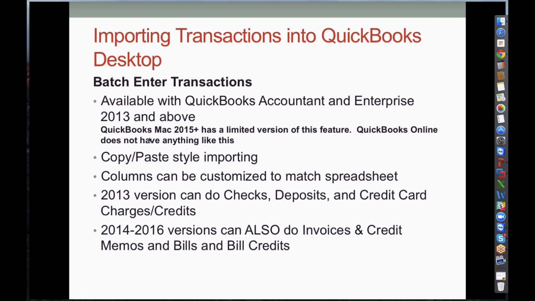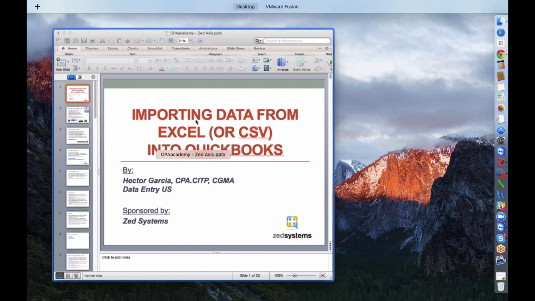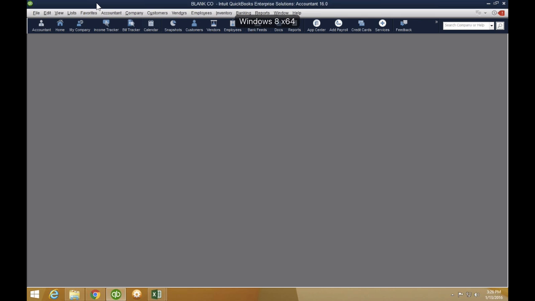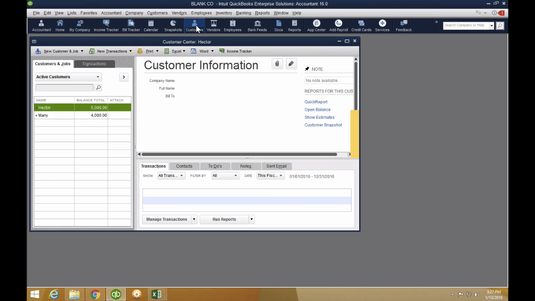Now, this is the same copy and paste style, which I like. Columns have to be customized the same way. If you're working with QuickBooks 2013, you can only do checks, deposits, and credit card charges. If you're in 2014, 15, and 16, you can do invoices, credit memos, and bills as well. So let me show you an example of that.